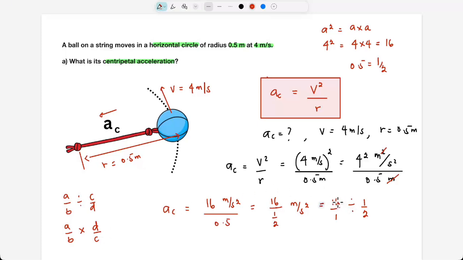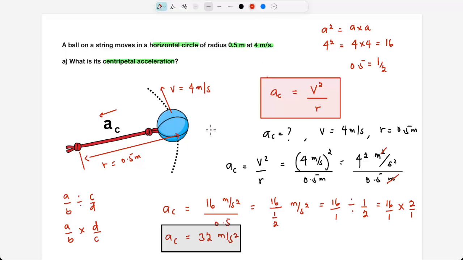So in this case, we have 16 over 1 divided by 1/2. That is going to be 16 over 1, we keep that, and then times 2 over 1. Now we have 16 times 2, which is 32, over 1 times 1, which is 1. Therefore, our centripetal acceleration is going to be 32 meters per second squared, and this is consistent with the SI unit of acceleration. And this is how to find the centripetal acceleration.